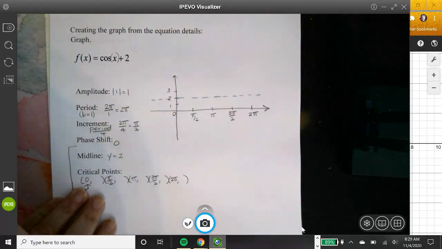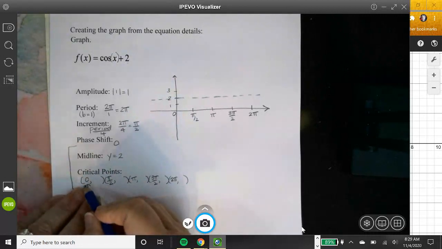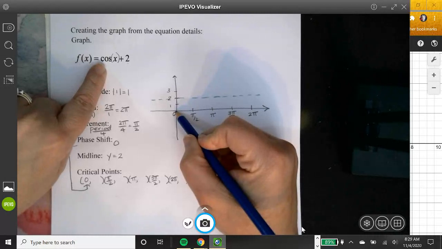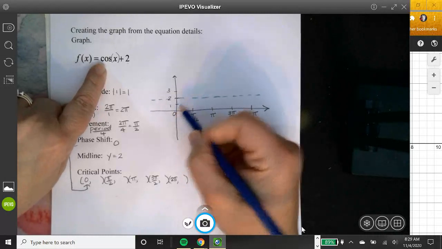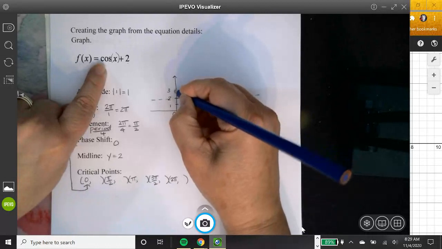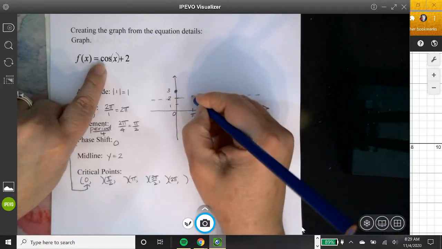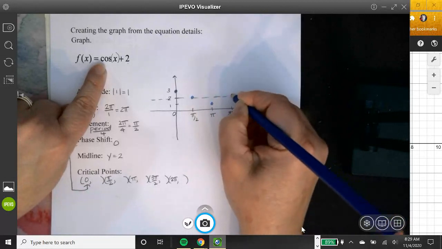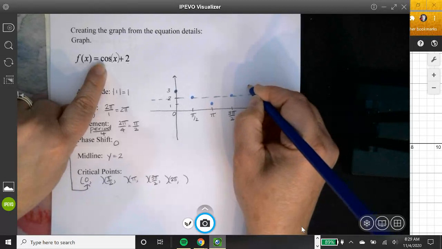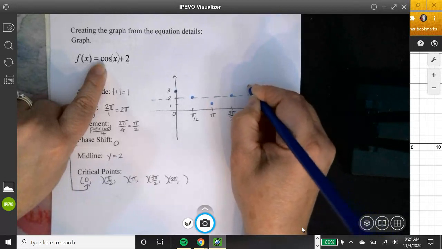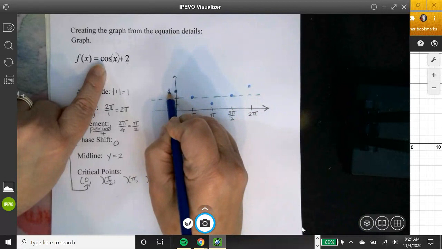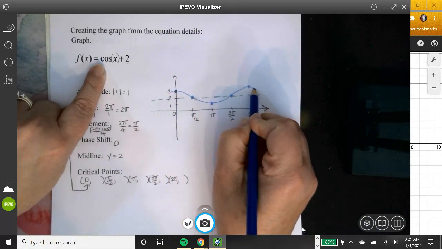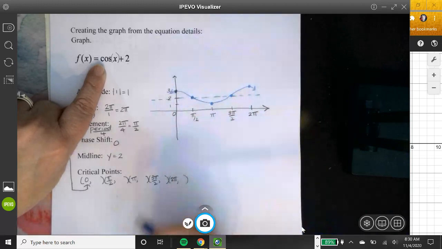Now, this critical point here starts at 0, but this is a cosine curve, and cosine starts off the midline and up in amplitude if it's positive, so I'm going to start up here. Then I go back to the midline, then I go down in amplitude, and then back to the midline, and then up in amplitude. Okay, and then I connect the dots. And there's my cosine curve.